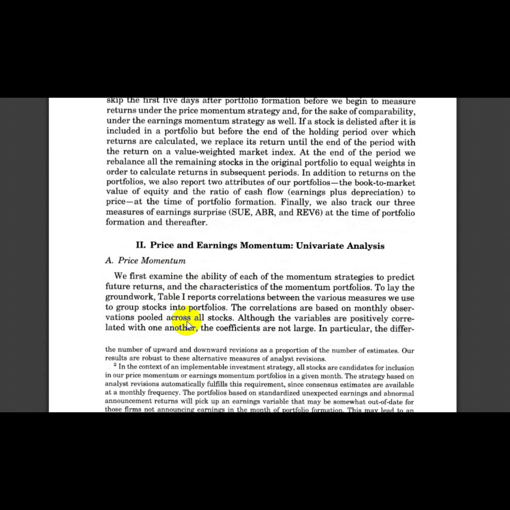Okay, let's dig into section 2, price and earnings momentum univariate analysis. In section A, we're going to be discussing the price momentum. And so first off, they have a lot of measures that they're going to use to group the stocks into portfolios, and table 1 explains how each of those measures correlates. So let's go down to table 1.